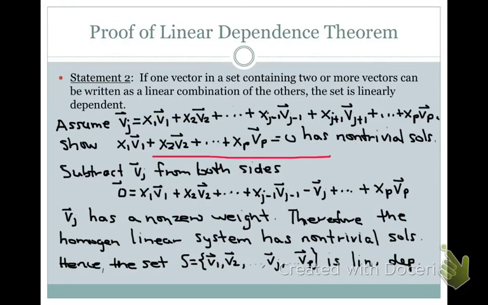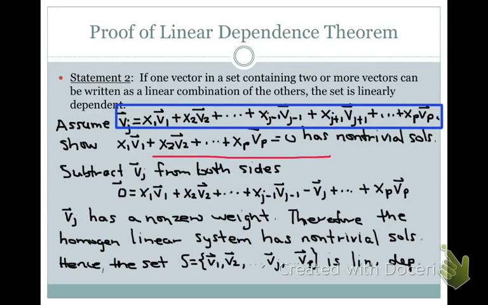The second statement says that if there's a vector in the set that can be written as a linear combination of the others, then the set is linearly dependent. So notice what is given is that one vector can be written as a linear combination of the other vectors. So that is the part that we see here. And what we need to show is that the set is linearly dependent.